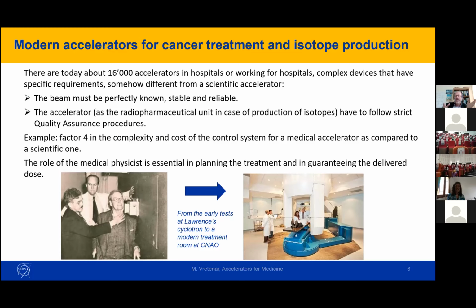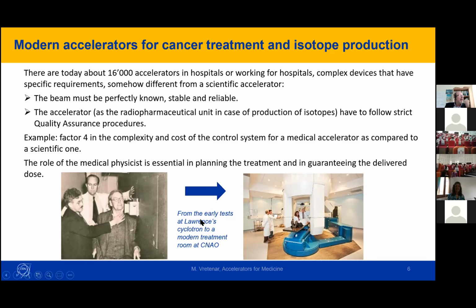To give an idea, it's very simple. We have a colleague who builds control systems for accelerators, and he told me, for me it's very easy: a factor of 4. There is a factor of 4 in the cost of a control system for a scientific accelerator and for a medical accelerator. Because you need different levels of control, you need different safety requirements, and all this adds up to the complexity. So this is something we have to remember: accelerators for medicine are very special for this reason.